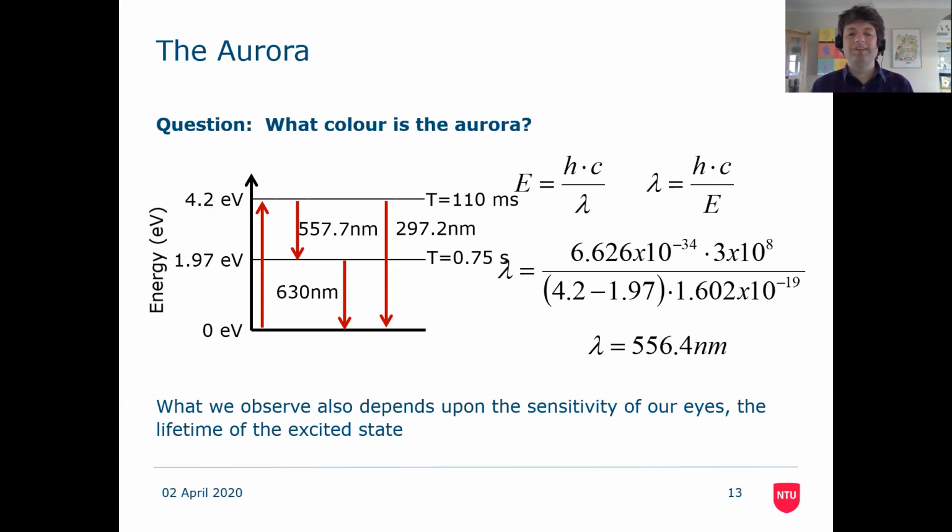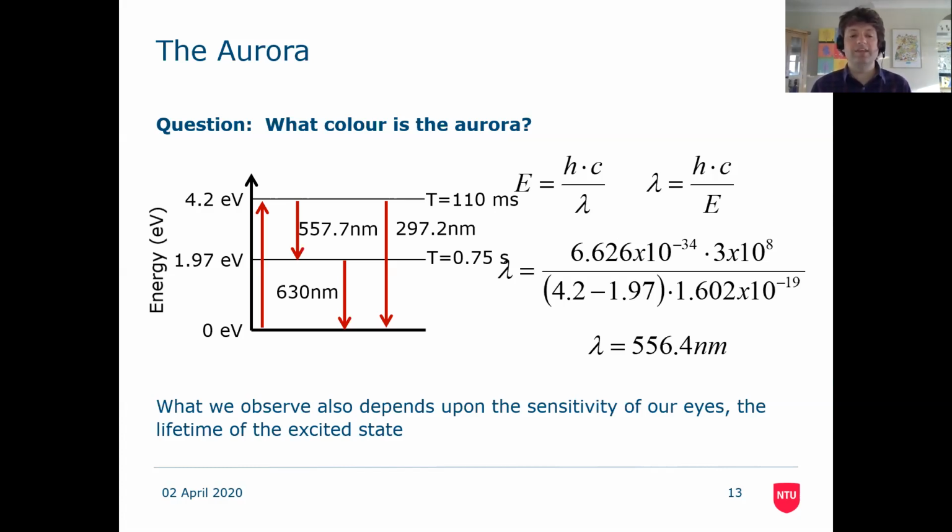The lifetime of this excited state here, this intermediate state, is 0.75 seconds. When we're talking about the lifetime of states, this is absolutely colossal. Therefore, there's a really good chance that in that 0.75 seconds, our oxygen atom will collide with something else in the atmosphere. And this excess energy will be lost as heat rather than as light.